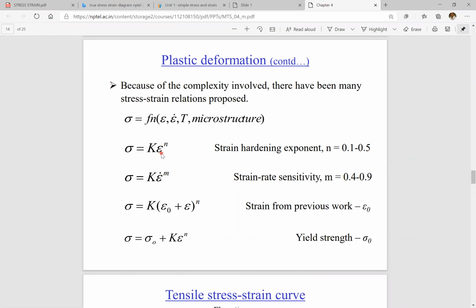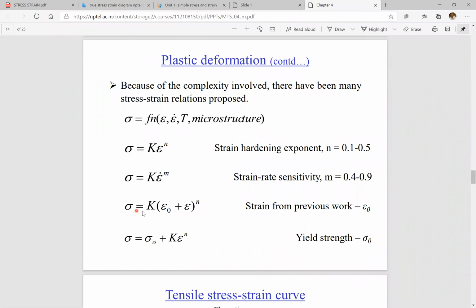And then sigma is equal to K epsilon dot to the power m. So m is the strain rate sensitivity. Epsilon dot is the strain rate and m is the strain rate sensitivity, which is from 0.4 to 0.9.